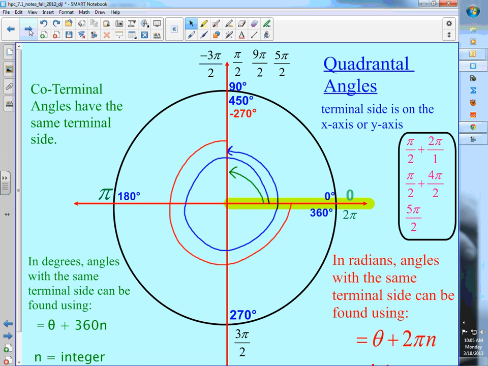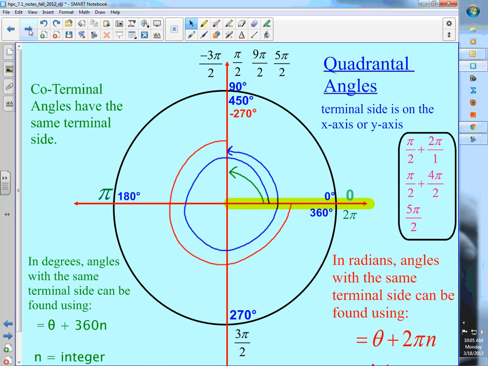Going around the circle, when you get to the y-axis, you're at 90 degrees. Back to the x-axis, you're at 180. Back down to the y, you're at 270. And back up to the x, you're at 360. One complete revolution. We always go counterclockwise.